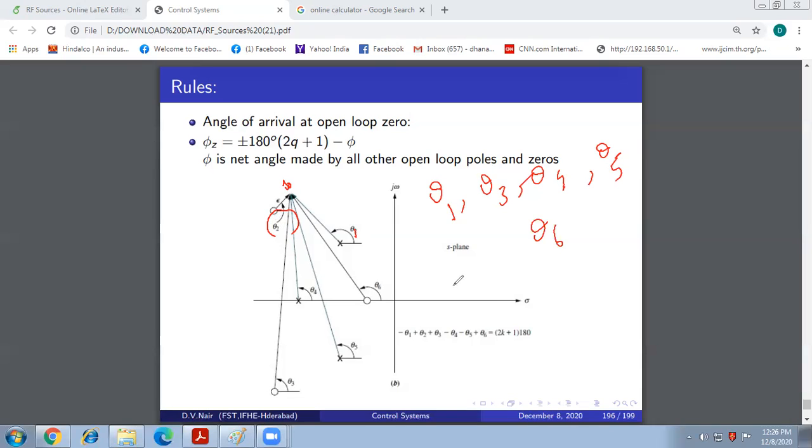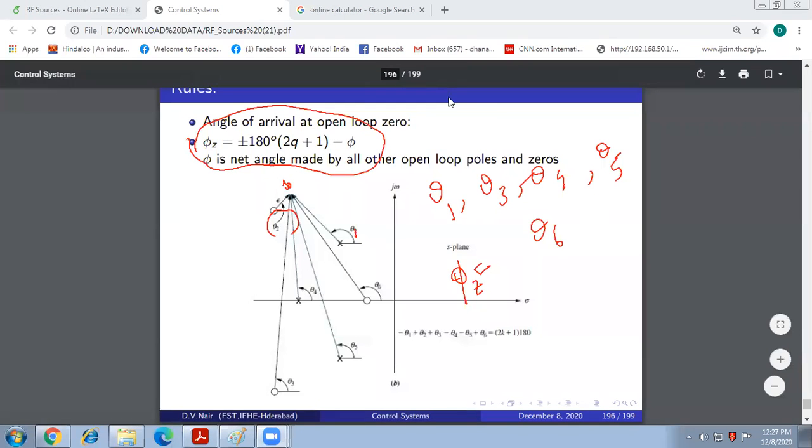So same thing when we do, we say the angle of arrival phi z, right? Here phi z would be given by this particular expression, right? In angle of departure, it was plus phi. In angle of arrival, it will be what? Minus phi. So that's what we will be ending up with in finding out the angle of arrival of the root locus branch at an open loop zero, where the branch is likely to be terminated.